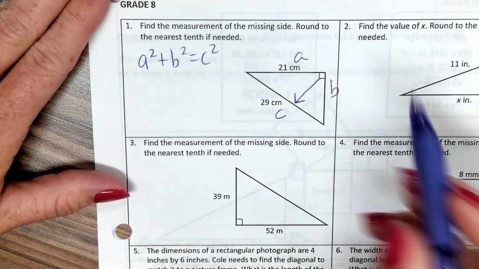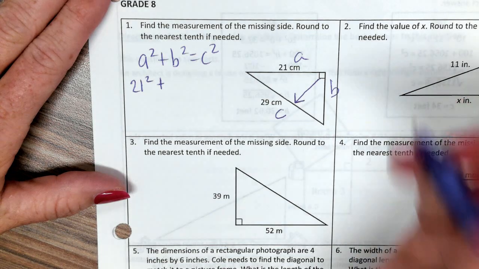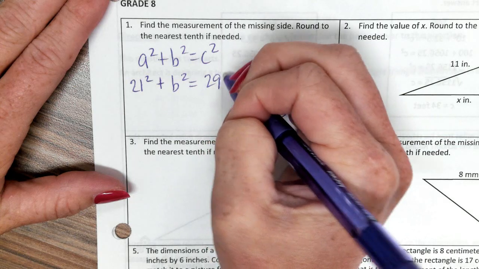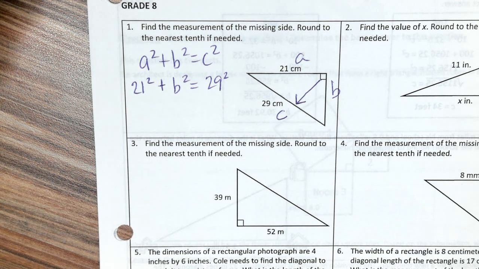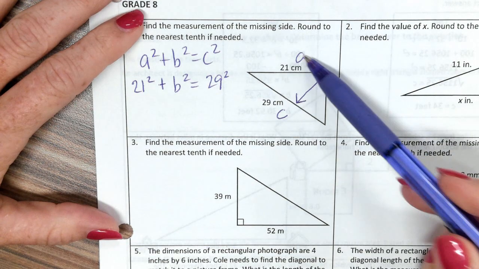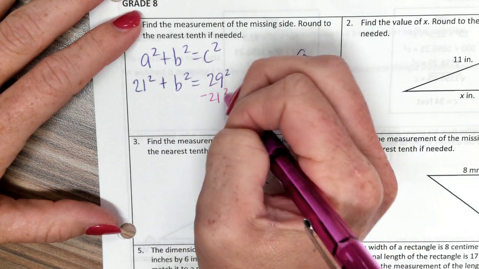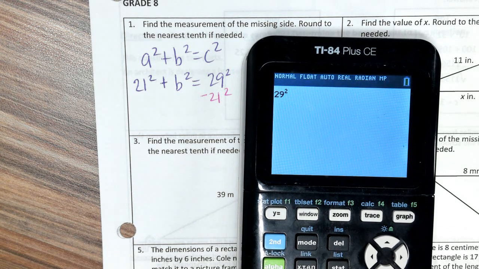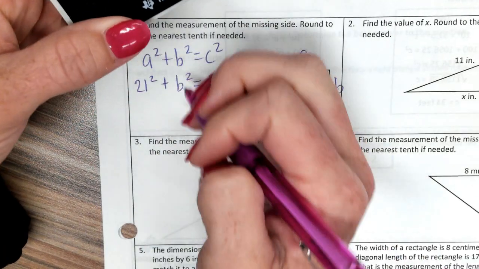Now fill in what you know. Well, I know that A is 21, so 21 squared plus, I don't know B, so I write b squared equals c squared, which is 29 squared. All right, am I going to add or am I going to subtract? If you're solving for A or B, you subtract. So I'm going to take 29 squared and subtract 21 squared. So get your calculator. 29 squared minus 21 squared is 400.